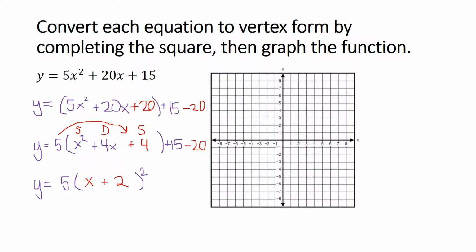So just bringing it on down. 15 minus 20 is negative 5.